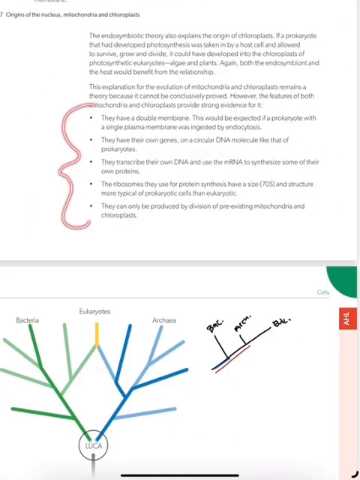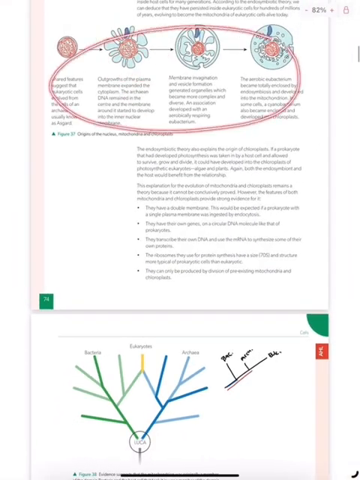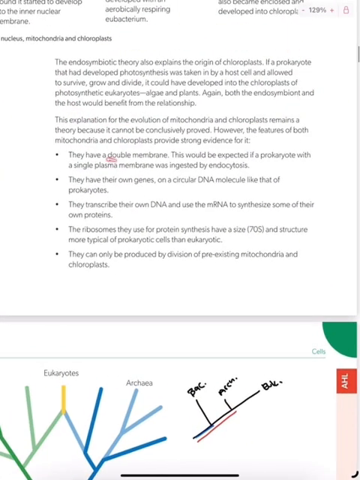These are the features of both mitochondria and chloroplasts that provide strong evidence for the endosymbiotic theory, which is summarized here. They have a double membrane. This would be expected if a prokaryote with a single plasma membrane was ingested by endocytosis. They have their own genes on a circular DNA molecule like that of prokaryotes.